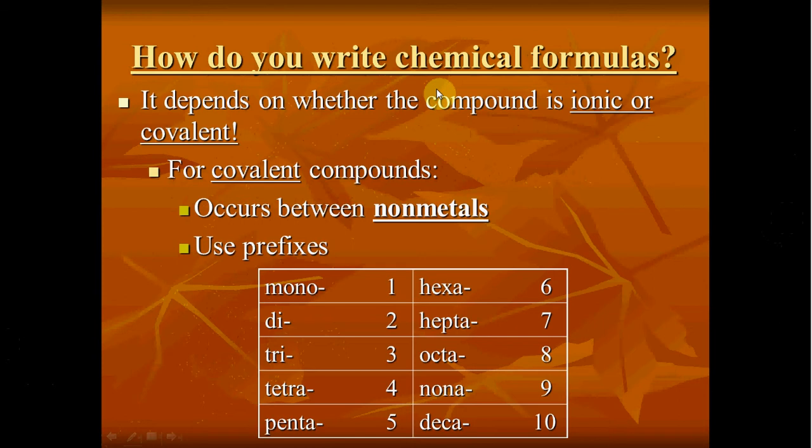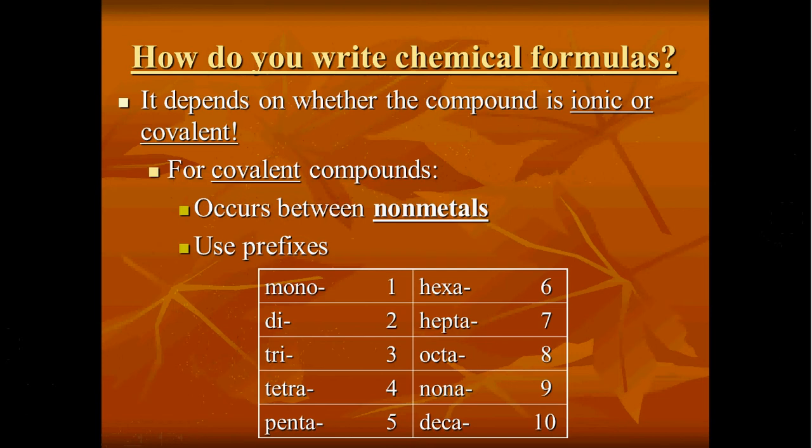We did that lab in class where I gave you some puzzle pieces, but I gave you the chemical formulas. I gave you the names. So today we're going to learn how to actually write those formulas. And the way you write them is based upon whether the compound that you're looking at is ionic or covalent. So let's start with covalent.